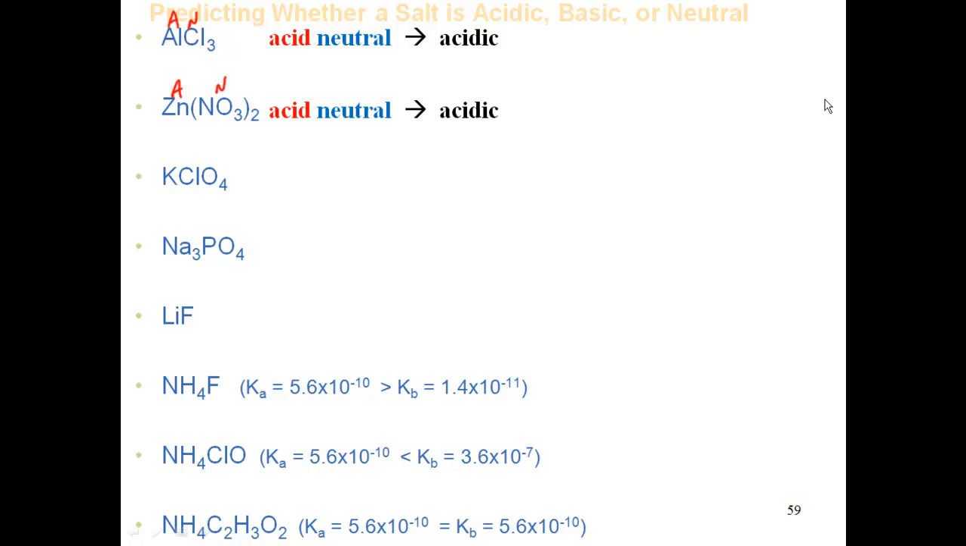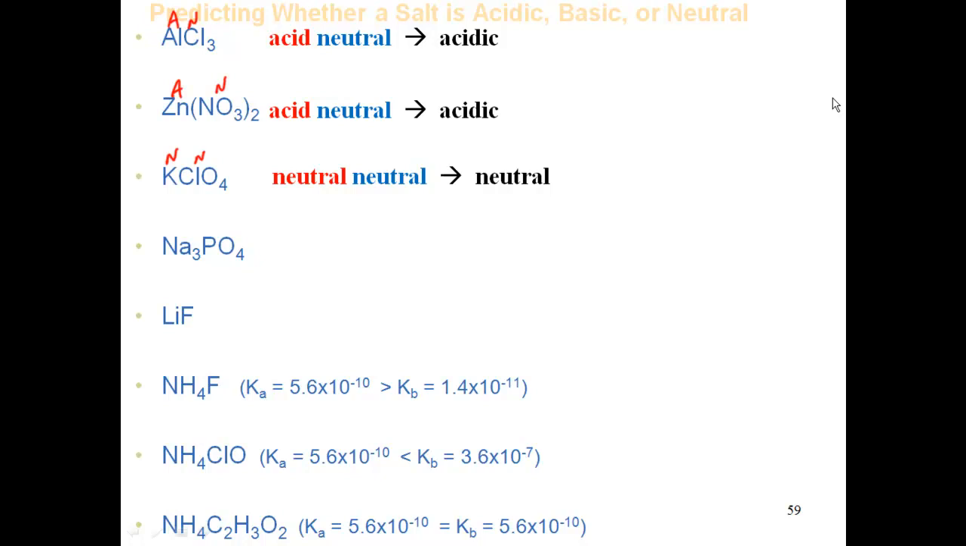Let's look at potassium perchlorate. Is potassium one of the ones we memorize as neutral? The answer is yes, so that's neutral. Is perchlorate one of the ones we memorize as neutral? The answer is yes, it's neutral. Therefore, what is the overall salt? Neutral. So the pH of this salt, the potassium perchlorate, should be close to 7. There should be no acidity or basicity coming from these ions, so it should be pretty close to a neutral solution.